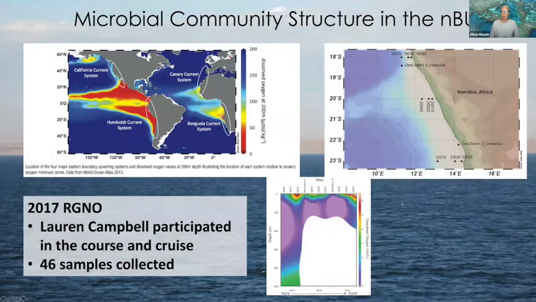All right, so let's then move to the NBUS, because as I said, these are very different systems in terms of where the nutrients are and how the nutrients are being input. Lauren participated in the 2017 RGNO, and she participated in the course and also the cruises, and she was able to collect 46 samples, which was a wonderful opportunity. And so here's the map of the samples that she obtained, and here's an oxygen profile, so you can see that a lot of her deeper samples were very, very low oxygen.